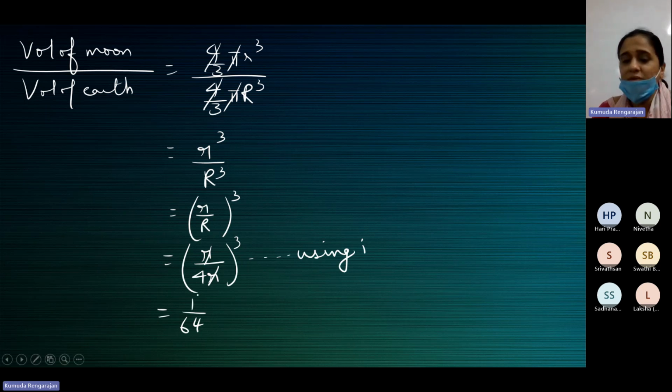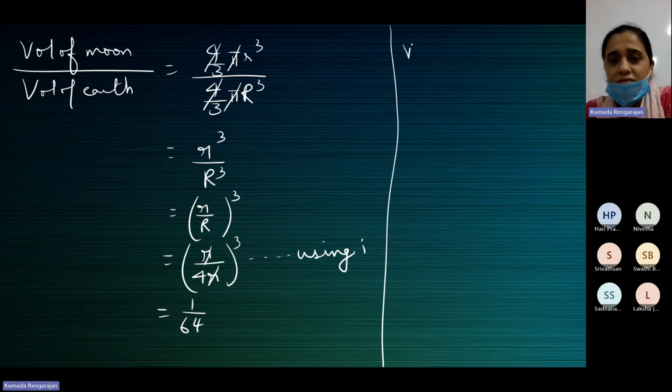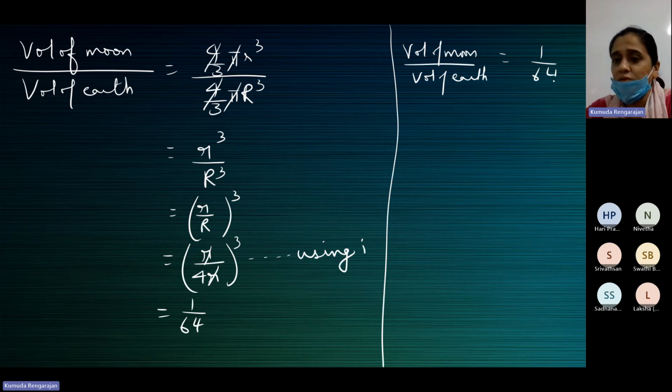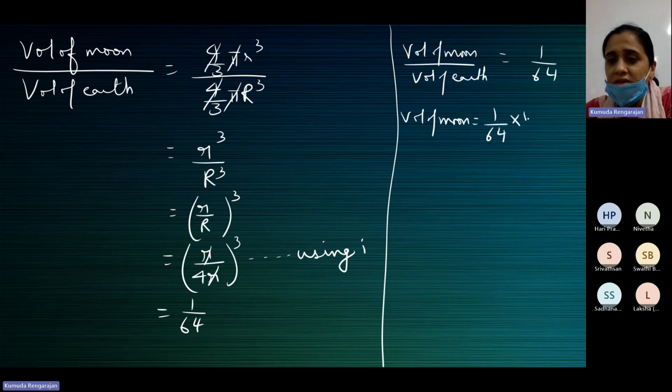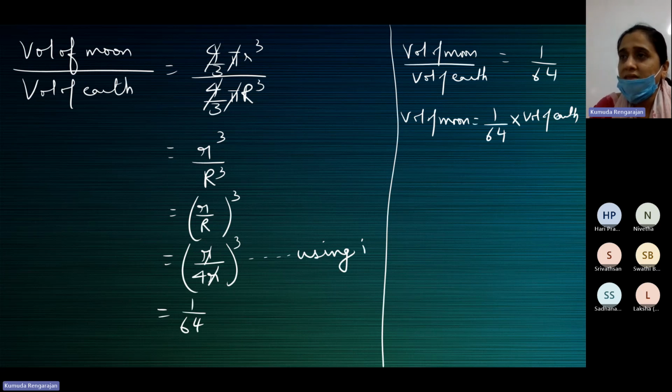So now when you cross multiply, what do you get? Let me write it here. We have got volume of moon by volume of earth, this is just for you to understand, is equal to 1 by 64, right? That means volume of moon when you cross multiply is equal to 1 by 64 times the volume of the earth. On cross multiplying, volume of moon is equal to 1 by 64 into volume of earth. That means whatever is the volume of the earth, divide by 64.